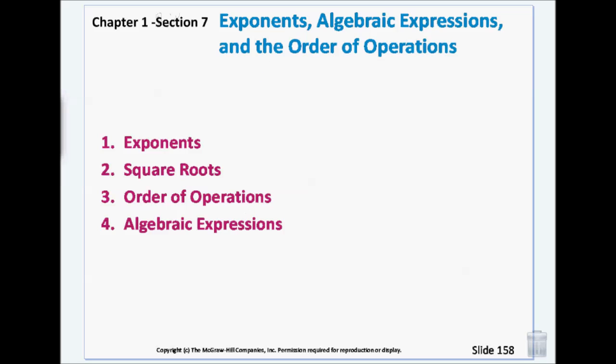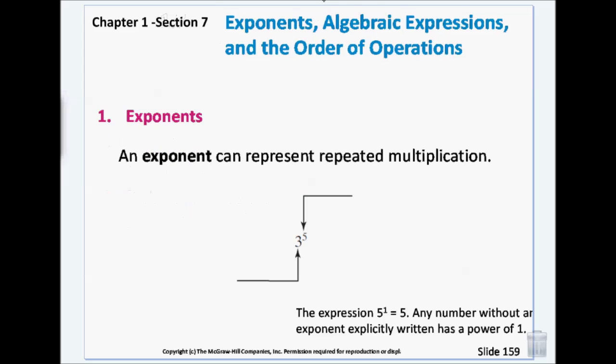Okay, so exponents. Exponents represent repeated multiplication. Basically, mathematicians are lazy. If they want to write 3 times 3 times 3 times 3 times 3, they don't want to write all that down. So they came up with notation called an exponent. The exponent is the little number on top, and the number on the bottom is called the base.